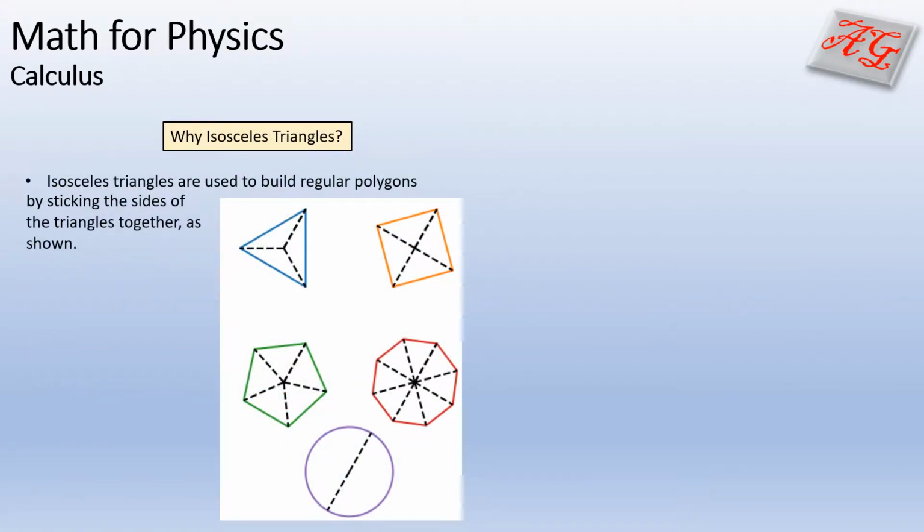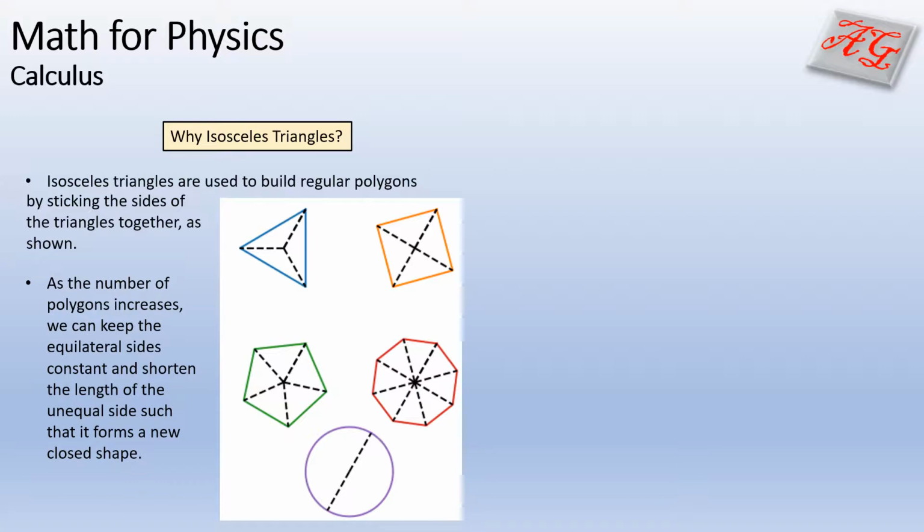The reason isosceles triangles are so important is the simple fact that out of these isosceles triangles you can build a regular polygon. As you can see, the more triangles that you use to build a polygon, keeping the length of the two sides constant and setting them to unity, the shorter the other side will be. In the figure, the first shape that can be made out of isosceles triangles is, well, the triangle.